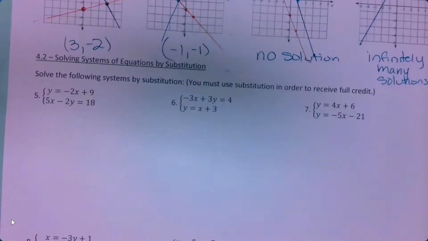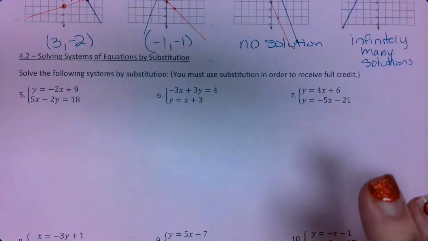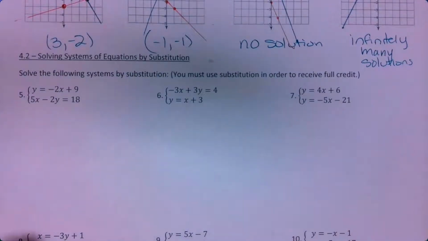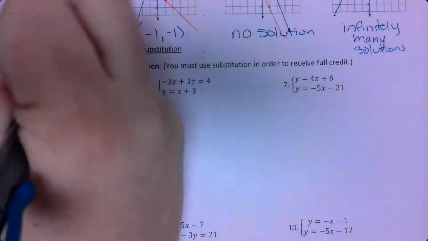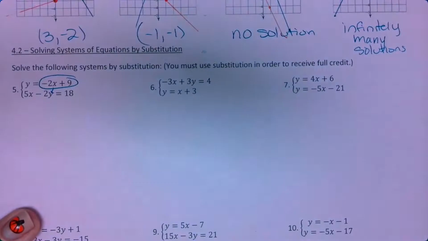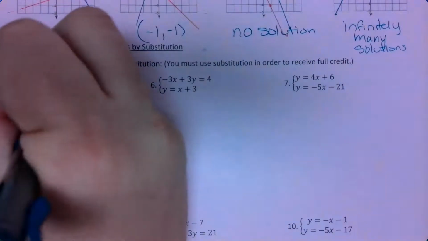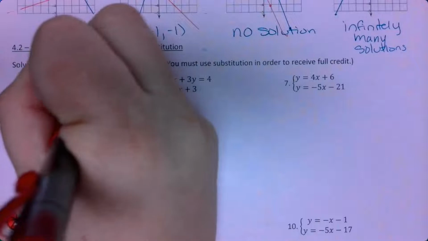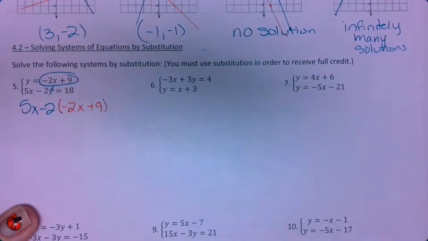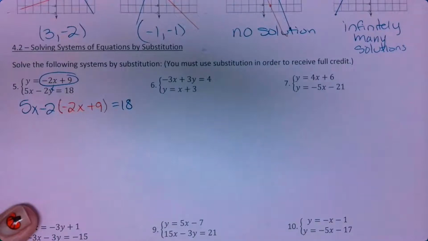My next group wants me to solve by using substitution. I need to use substitution again to receive full credit on my test. So, substitution is where I'm going to replace this y with the negative 2x plus 9. So I have 5x minus 2, that's from my second equation. And then instead of y, I'm going to write negative 2x plus 9, and this is going to equal 18. So then I want to go ahead and solve.